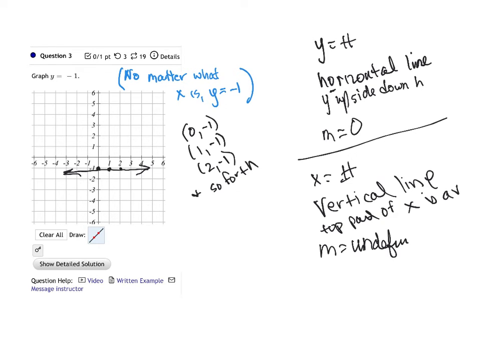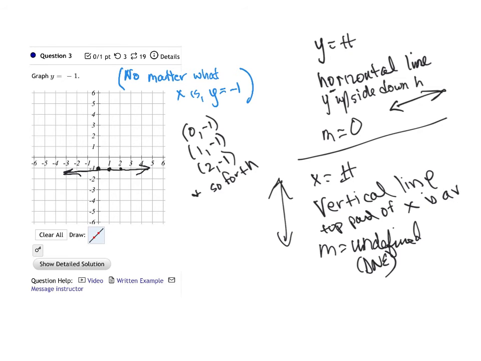Now, with this software, they like you to put does not exist, D and E. They don't have you put undefined for some reason. They have you put D and E. You need to know a vertical line goes up and down, and a horizontal line goes left and right.